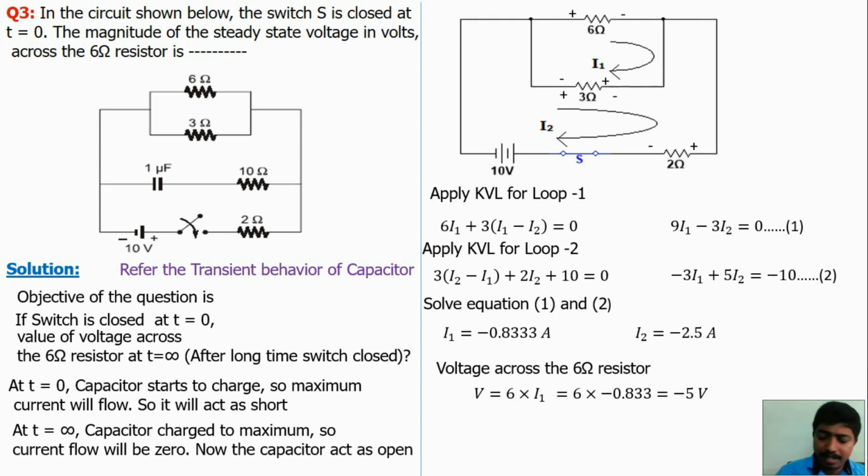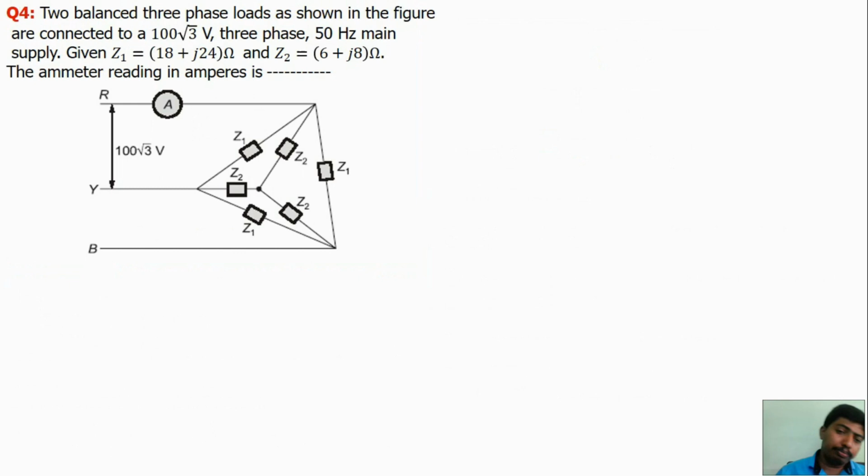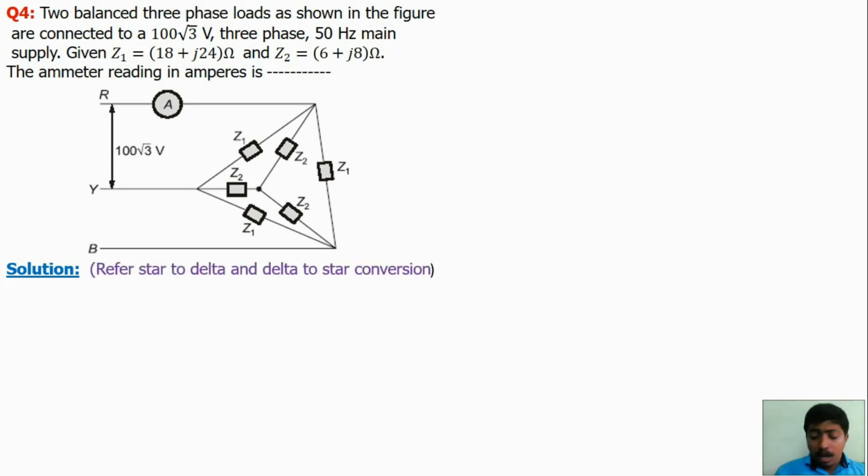Next we will discuss question number 4. The objective of the question is to find the ammeter reading, the phase current. Here a star network is given and a delta network is given. Just refer to the star to delta and delta to star conversions. If you refer to that video, you can solve this question in the easiest manner. So first convert the delta into star, or star into delta, anyone. Here we will convert delta into star.